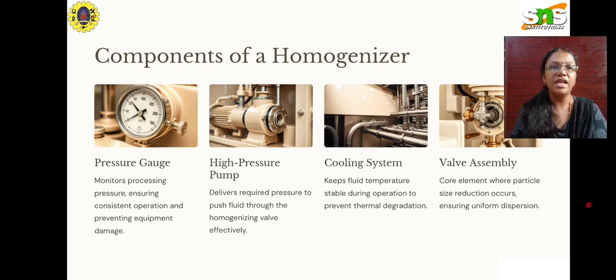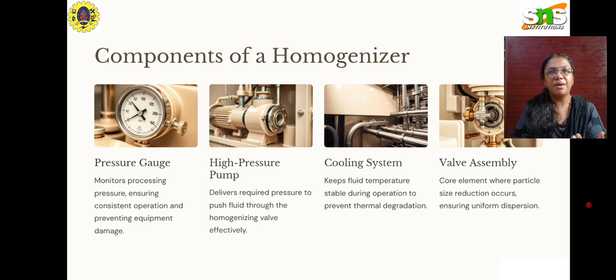Next, what are all the components that are present in a homogenizer? So obviously a homogenizer contains a pressure gauge, high pressure pump, cooling system and a valve assembly. The pressure gauge helps to monitor how much pressure is being applied accurately, to ensure a consistent and reliable operation. It is also important to maintain the quality of the end product and to prevent the equipment from any damage by keeping the pressure within the optimal range.